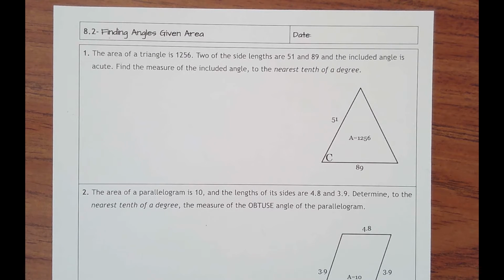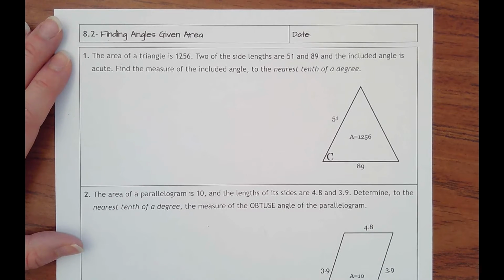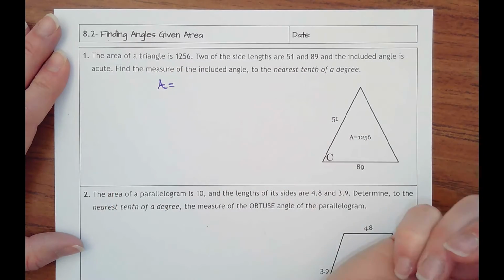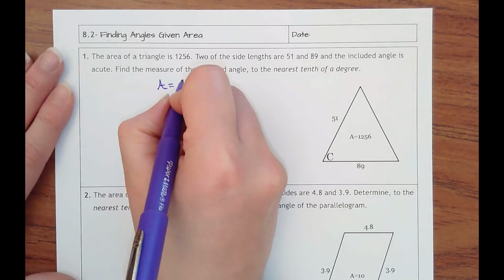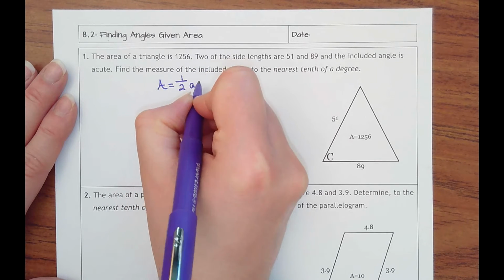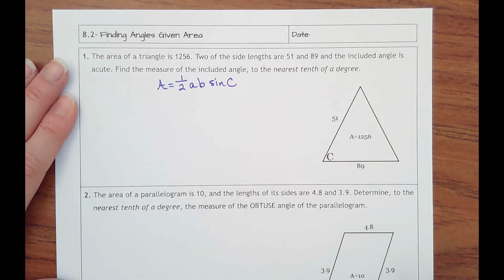All right, lesson 8.2 is finding angles given an area. So we're using the same formula, but this time we're finding the angles when we know the area. So let's write our area formula for an oblique triangle, meaning it does not have a right angle in it: area is 1/2 times side A times side B times sine of angle C.